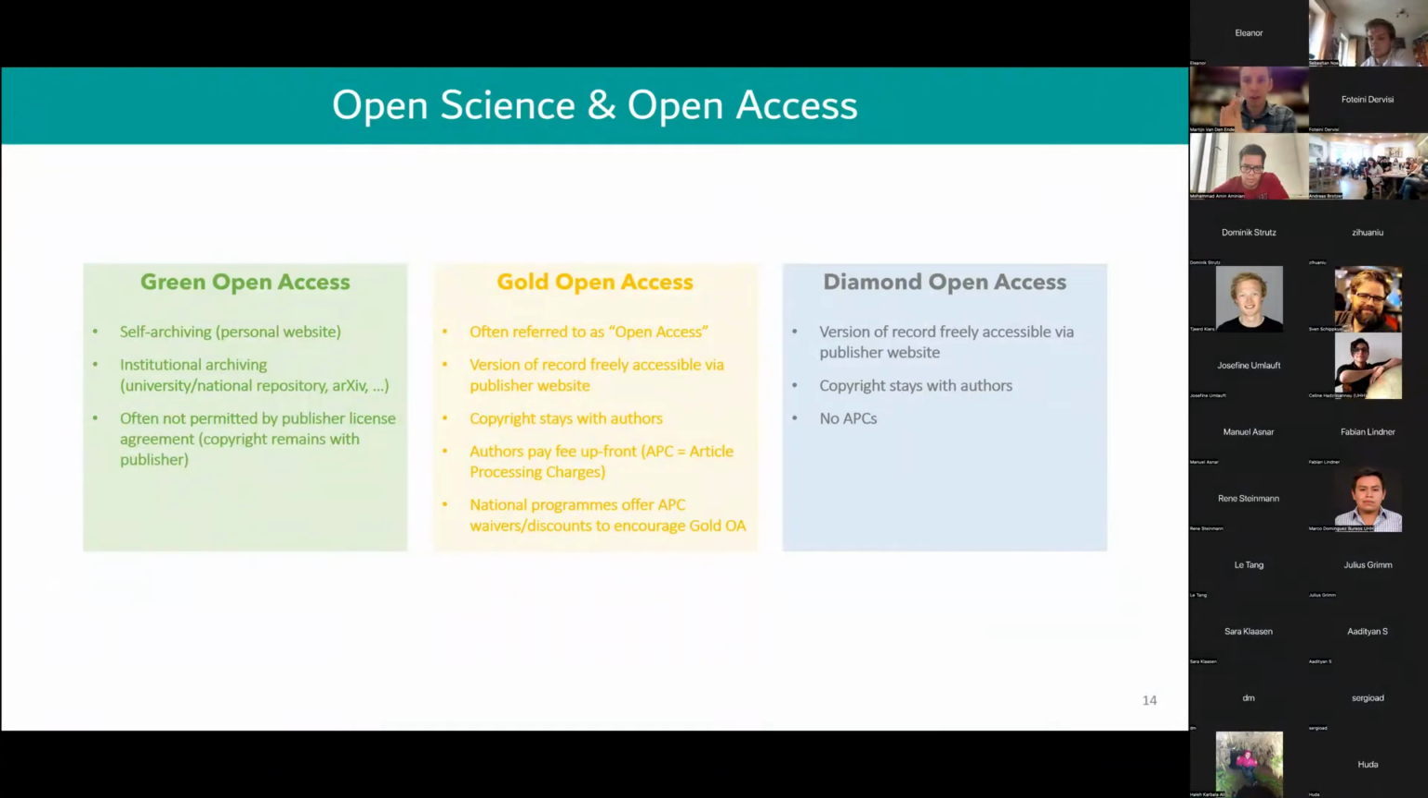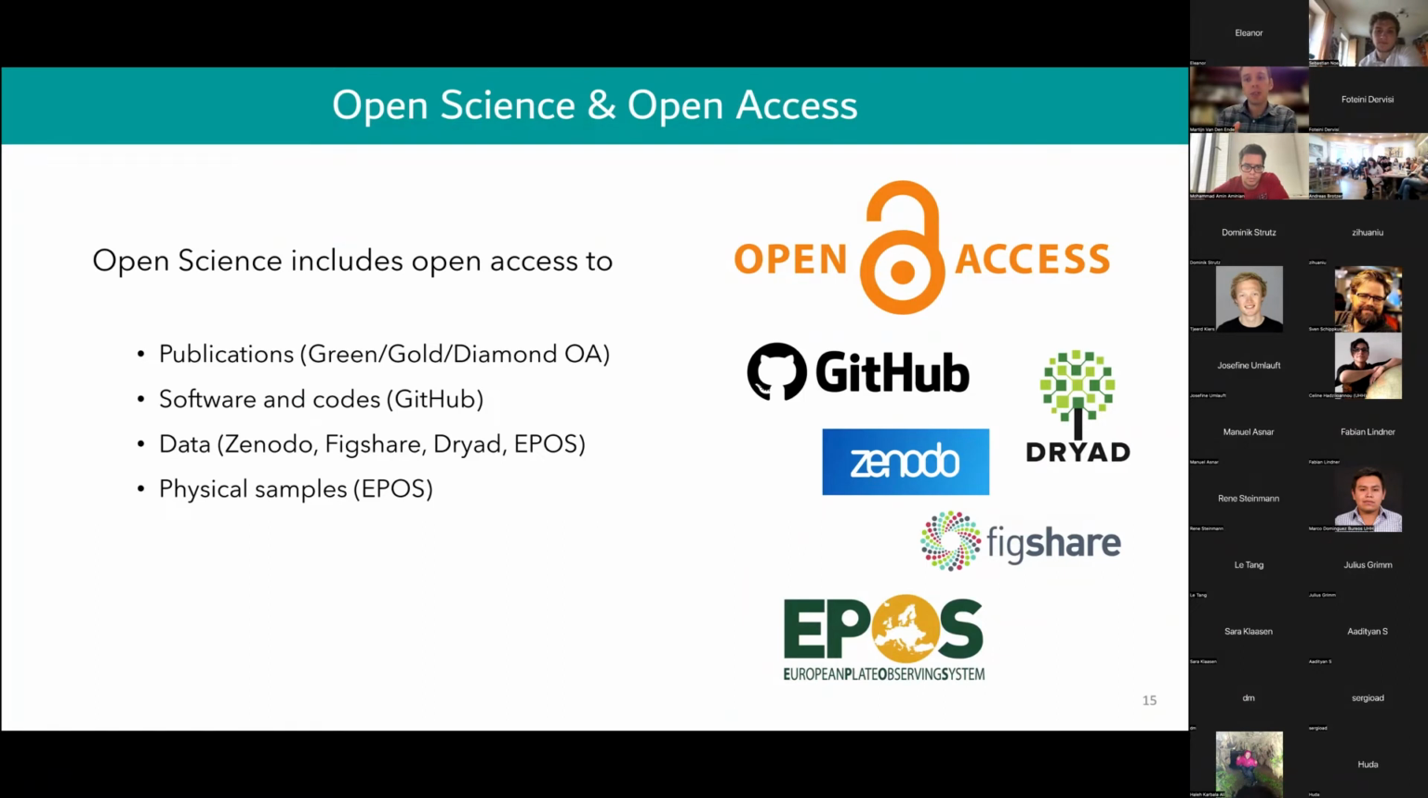Now, this is about open access publishing, but open science is bigger than just publishing manuscripts under an open access license. Open science includes open access to publications, as we've seen before, but also software and codes, which you can, for instance, upload to GitHub. Open access to data. So there are these repositories like Zenodo, Figshare, Dryad, EPOS, where you can upload your data to. You will then be assigned a DOI, meaning that your data can be individually cited.